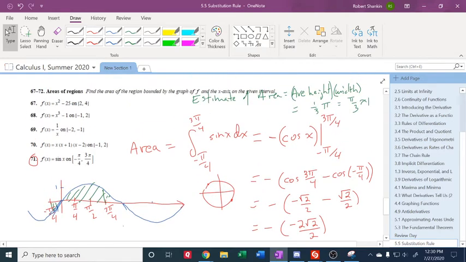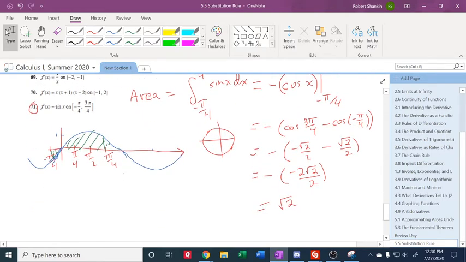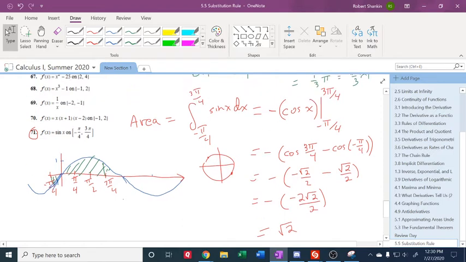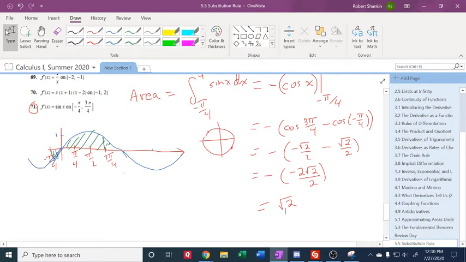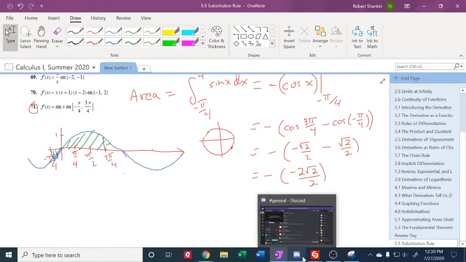What had my estimate been? 1. And I got, and the square root of 2 is about 1.4. That's in the ballpark. So I'm happy with that answer right there. Any questions on 71? How it worked out?